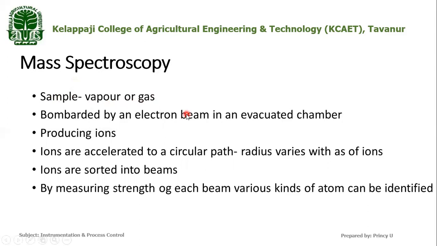And in this method, the unknown sample, which may be a vapor or gas, is hit by an electron beam in an evacuated chamber. അപ്പോൾ നമുക്ക് മെഷർ ചെയ്യേണ്ട അൺനോൺ സാമ്പിളിനെ നമ്മളൊരു ഇവാക്വേറ്റഡ് ചേംബറിലൂടെ പാസ് ചെയ്യിക്കും. In that evacuated chamber, we are bombarding it with an electron beam. ഒരു ഇലക്ട്രോൺ ബീം നമ്മൾ ഈ വേപ്പറിലൂടെ അല്ലെങ്കിൽ ഗ്യാസിലൂടെ പാസ് ചെയ്യിക്കും.